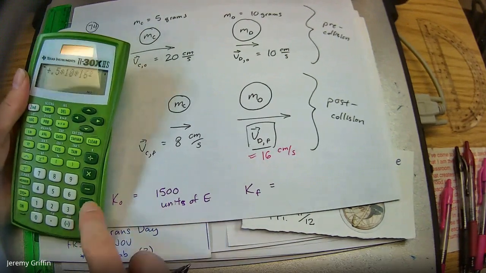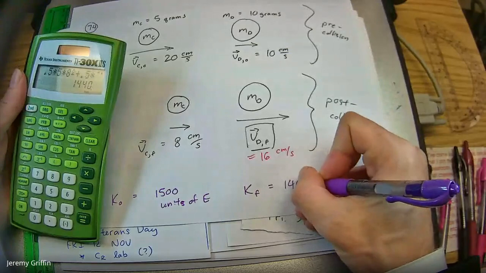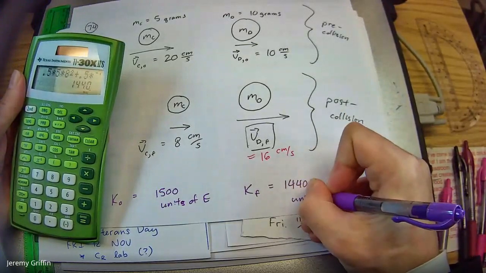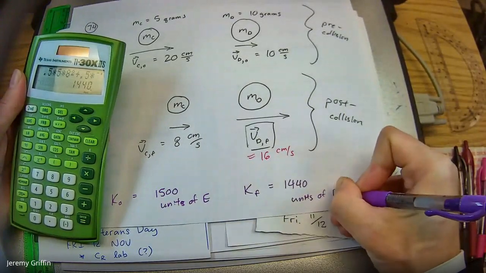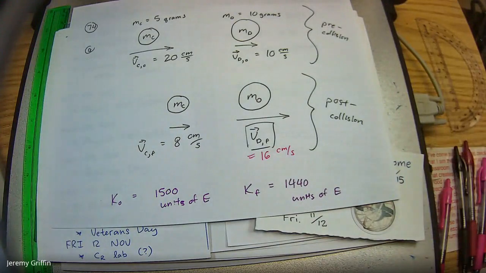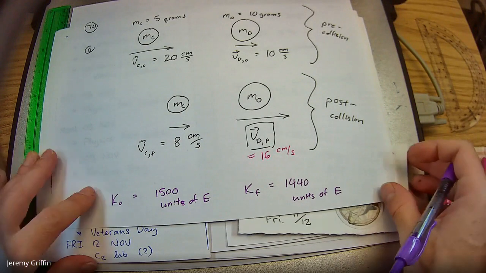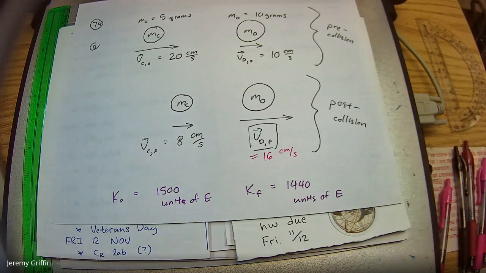It's got to be less than 1440 units of energy, right? Which, yeah, that is less than. It's not very much less than. So, looks like that collision was pretty close to the elastic end of what it could possibly do. Yeah. Yes, go. All right.